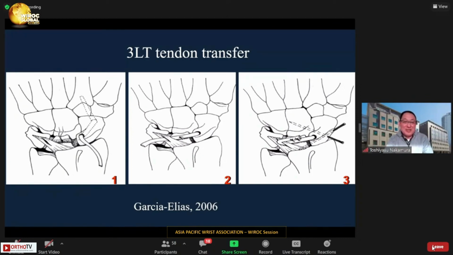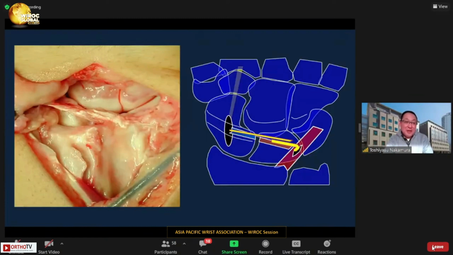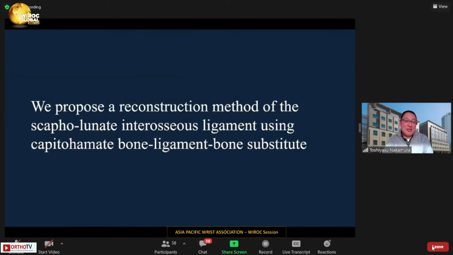Further, Andrew Chin described a spiral reconstruction. This slide was borrowed from Mark, who reconstructed the three-ligament tenodesis. So in this presentation, we propose a reconstruction method of the SL interosseous ligament using a capitate-hamate bone-ligament-bone.